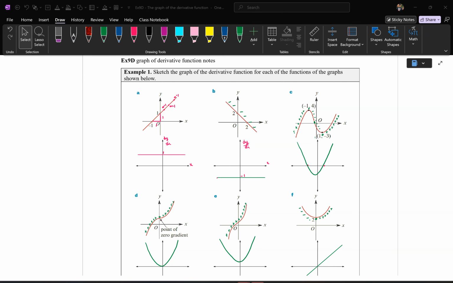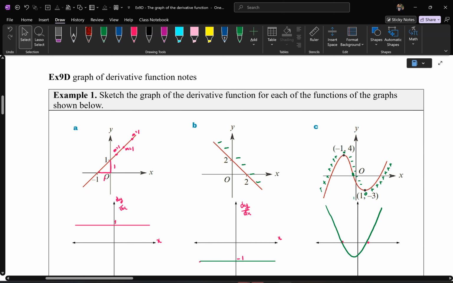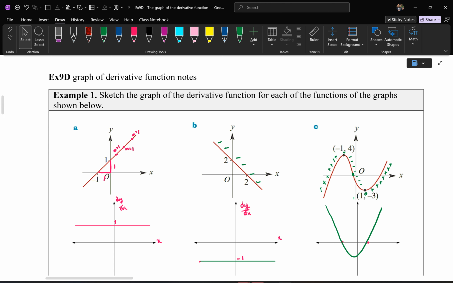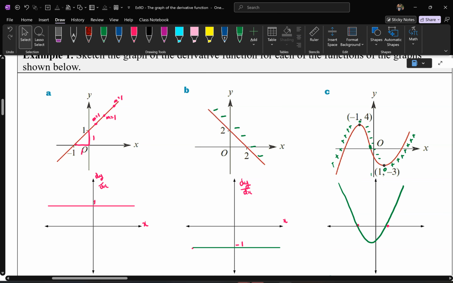Here we go, exercise 9D. We're going back to 9D because after you learnt all the derivative rules, hopefully you're now a bit more familiar with what the derivative is. It's to find the gradient. Now you're visualizing it. So here are the answers for each one. Let's have a look.